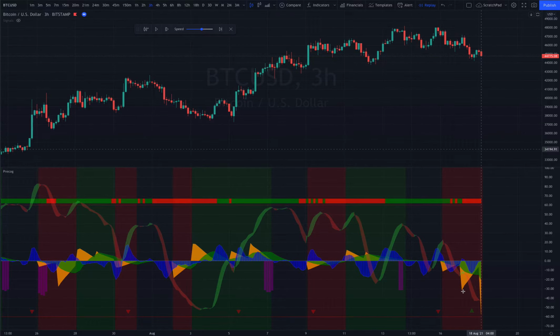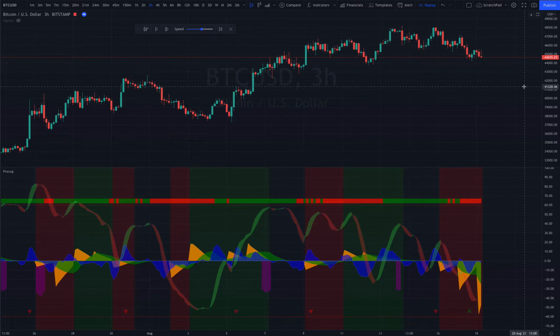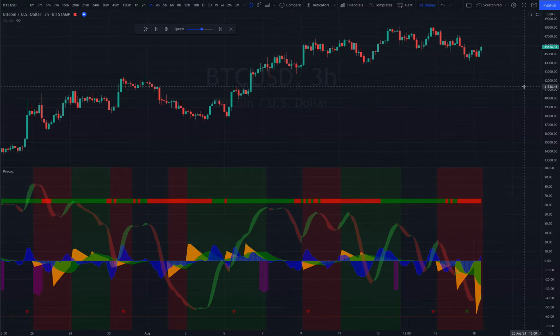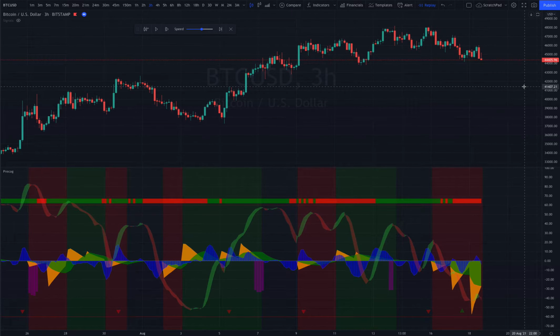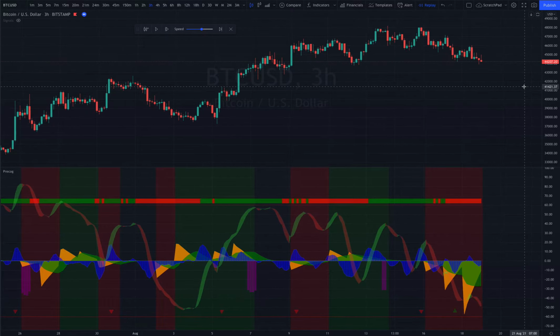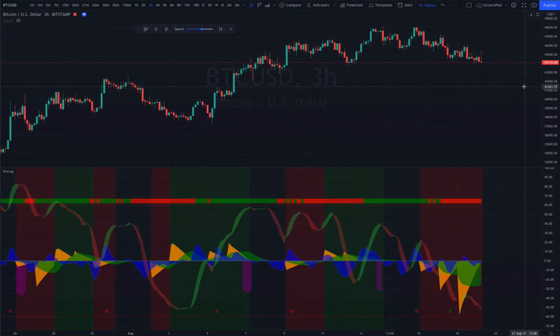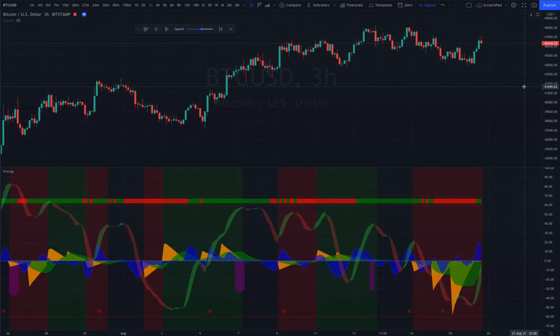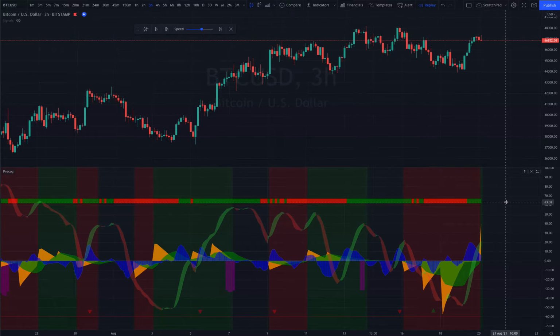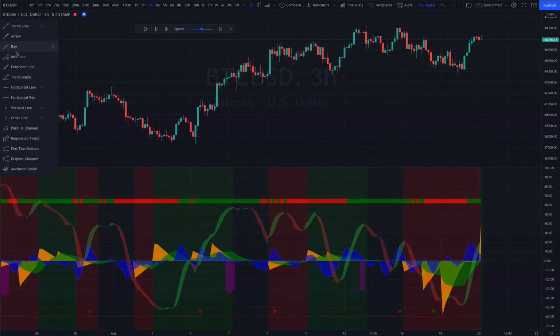Ooh, look at that guy forming. So we have 3 down, 1 up. So we're looking for our next long. Now we have 2 up. There we go. We have green up, orange up, green up. So I will probably take a long there.